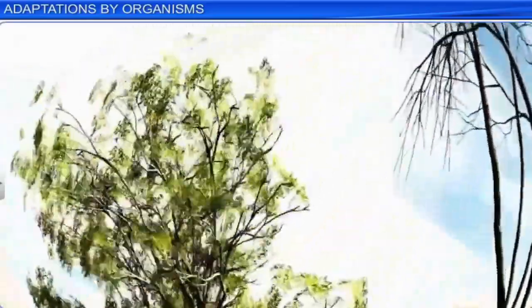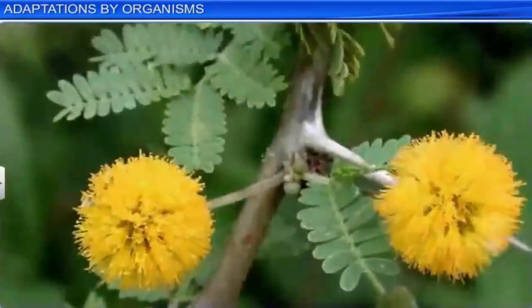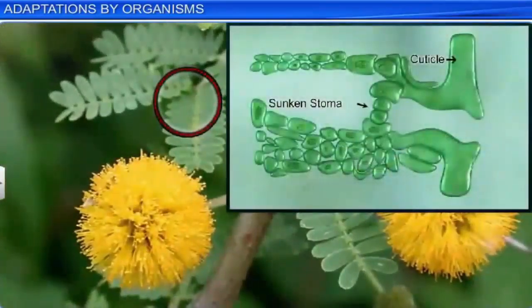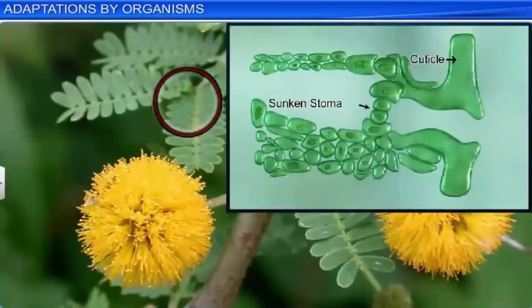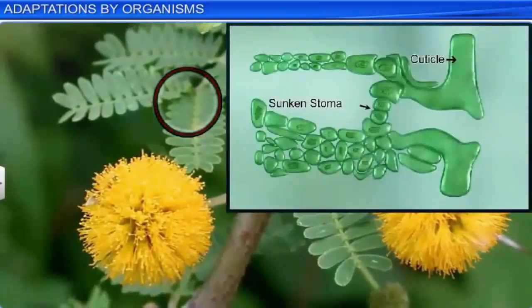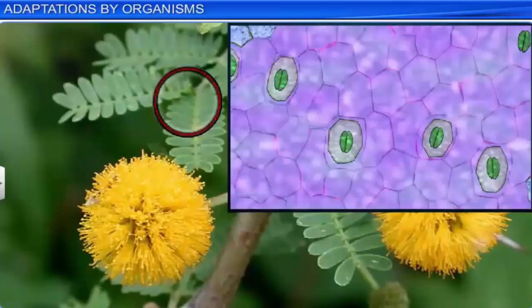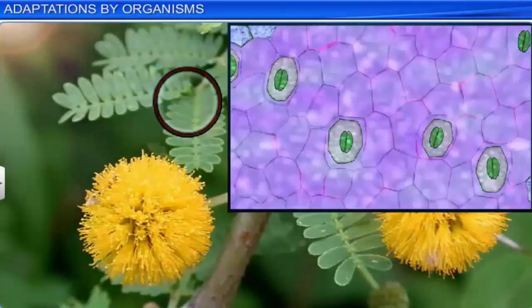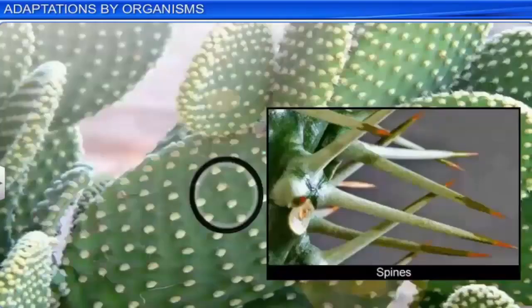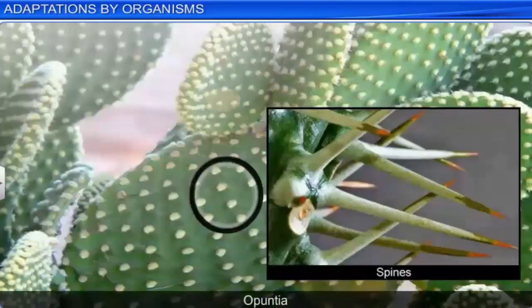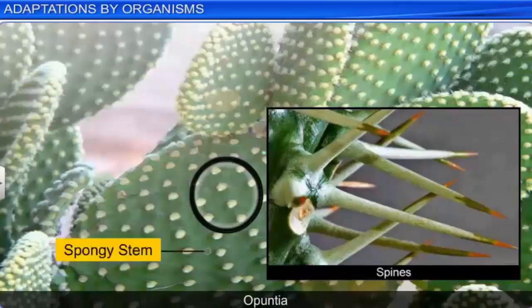Similarly, many desert plants have a thick layer of cuticle on their leaves with their stomata embedded in deep pits to reduce the loss of water through transpiration. These plants have also adopted a special photosynthetic pathway called CAM, or crassulacean acid metabolism, which enables their stomata to remain closed during the day. Some desert plants like the opuntia have leaves that are reduced to spines, and its flattened spongy stems perform photosynthesis.